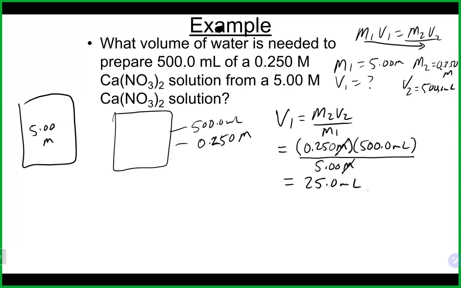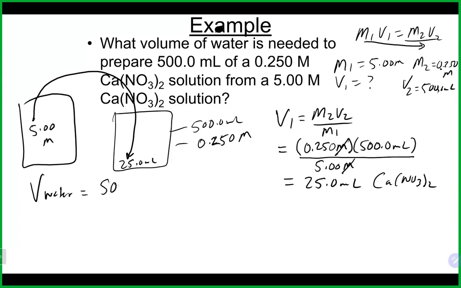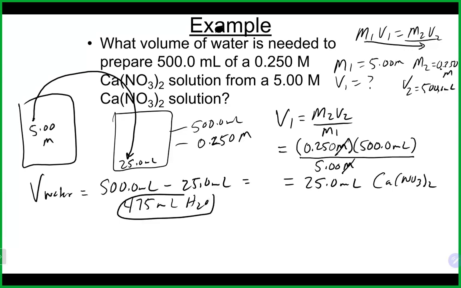That's 25 milliliters of what? Of the calcium nitrate stronger solution, right? So that, by the way, is not your answer in this case, because we're looking for the amount of water. So 25 milliliters when we solve for V1 is how much of the more concentrated we put in there. Now we can figure out our volume of water by taking our final volume, which is 500 milliliters, and subtracting our 25 milliliters we tossed in there. And that's 475. So we would need to put in there 475 milliliters of water with it.